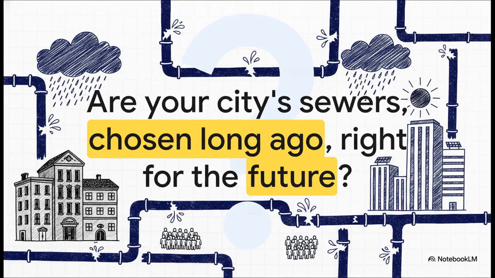And that brings us to the final big question. The sewer system under your city was probably designed and built decades ago, maybe even a century ago. It was based on the population, the climate, and the technology of that time. But our world is changing, right? We're seeing more extreme weather, and our cities are getting bigger. So you have to wonder, is that hidden system chosen so long ago still the right one for the challenges we're going to face tomorrow?